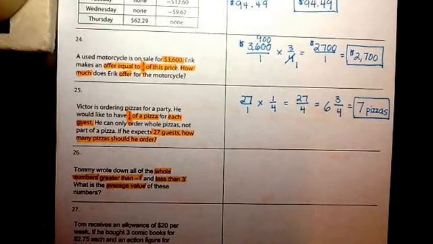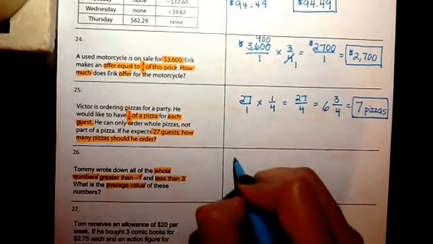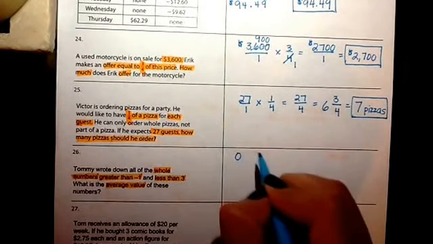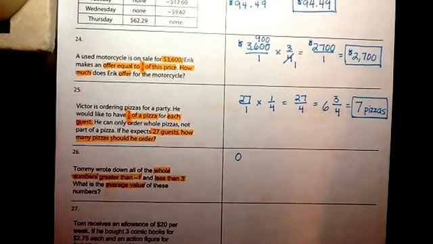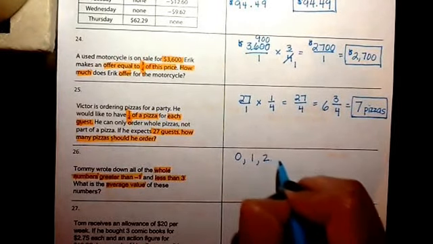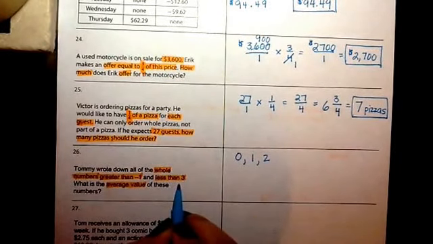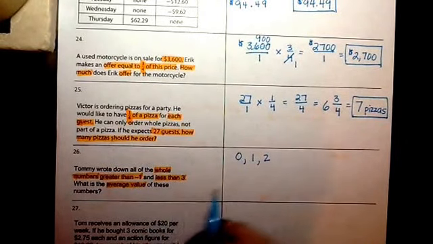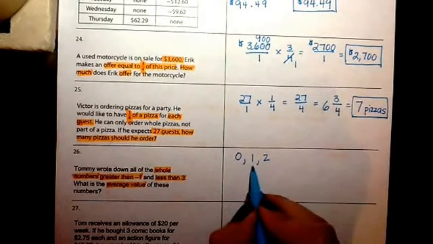So whole numbers are starting with 0. They are the counting numbers starting from 0 going up. So that would be 0, 1, 2. If it's less than 3, does that include 3? No. So these are the numbers we're talking about: 0, 1, and 2.